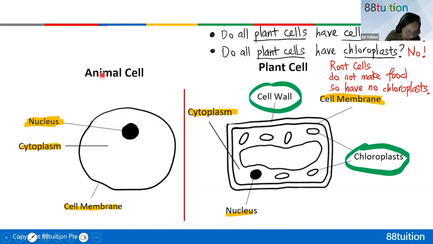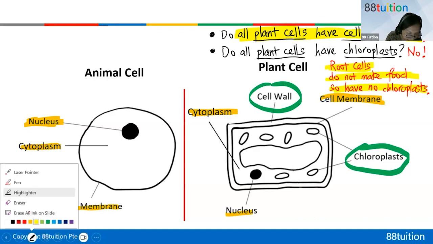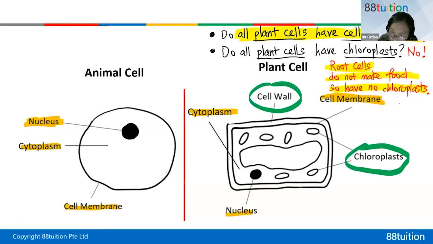But before that, let me highlight this. I'm so sad. They all give me all the wrong answer for this one. So don't give me wrong answer again. All plant cells have cell wall. Yes. Okay. Then take note, root cells do not make food, so have no chloroplast. Leaf cells will have chloroplast. Right, so maybe I add it in. Leaf cells have chloroplast because leaves need to make food.